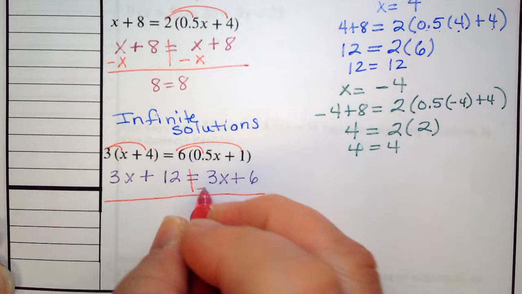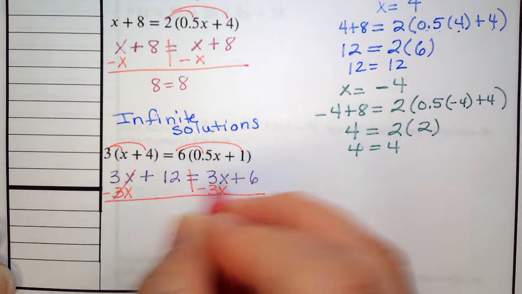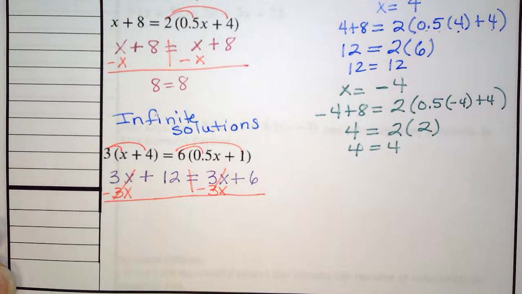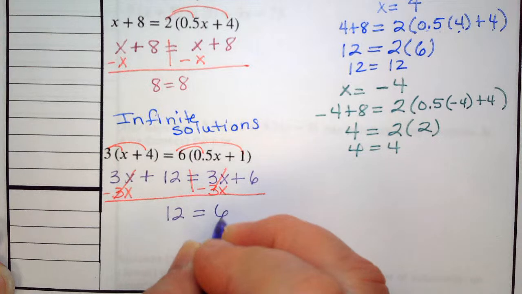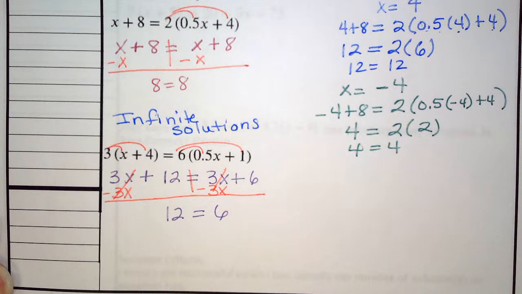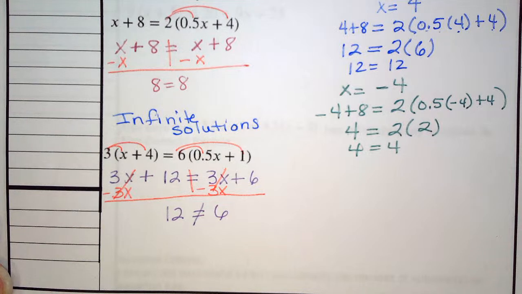Well, if I subtract 3x from both sides, I end up with the equation that 12 is equal to 6. Does that ever happen? No. If we can never get both sides to agree, do we have any solutions? No. Let's check it out though.